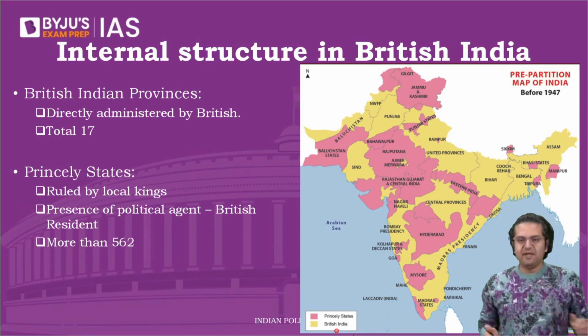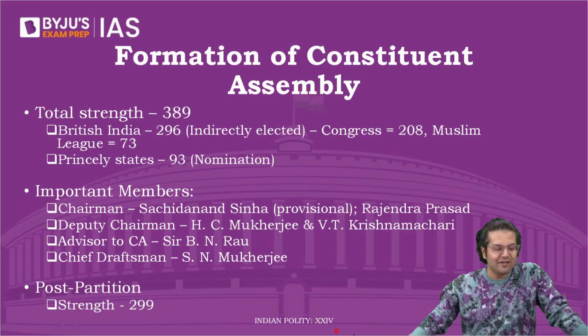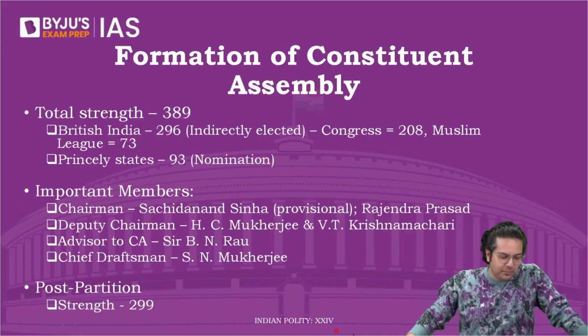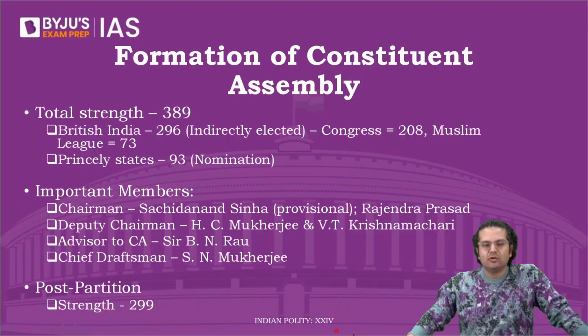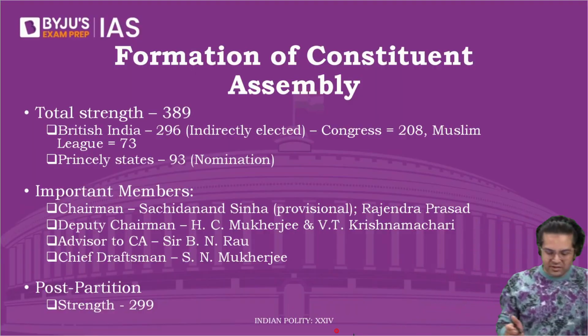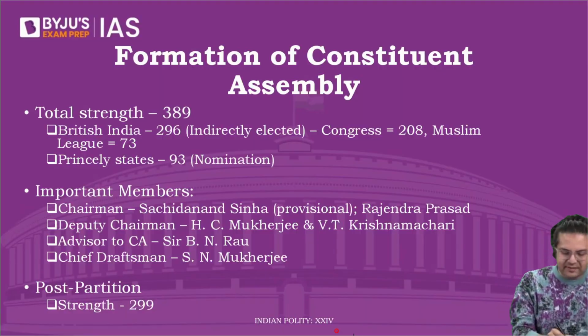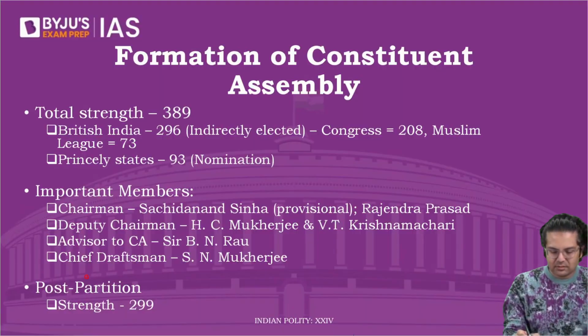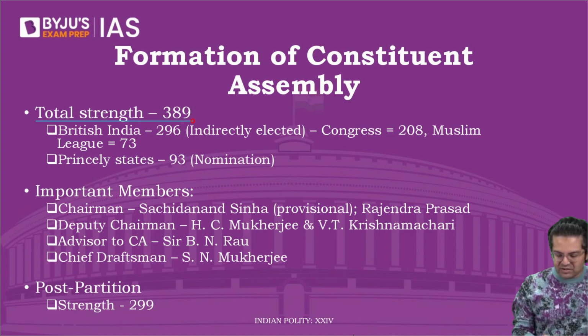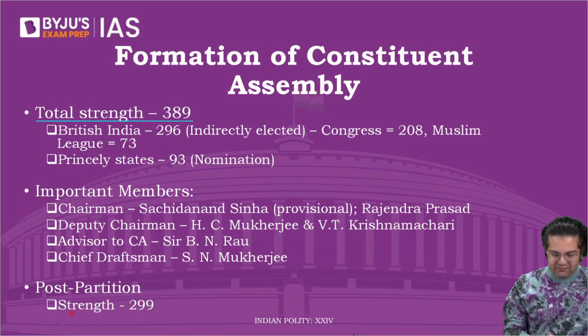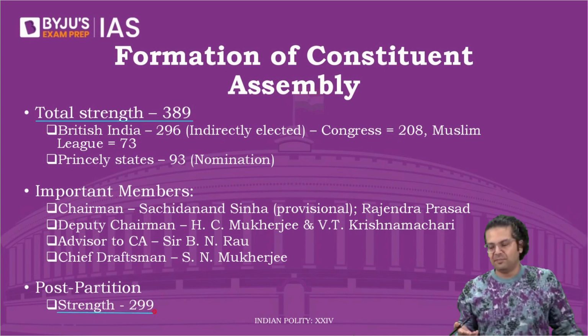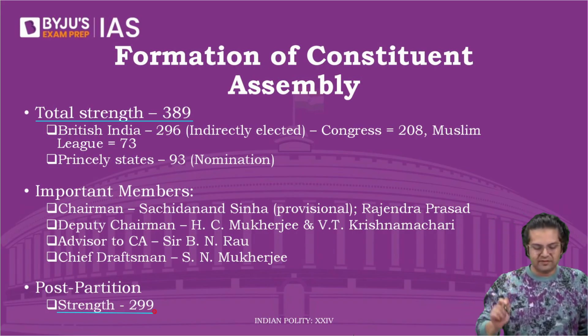Now, we firstly formed a constituent assembly. This body was formed to create a constitution. Originally the strength of this entire assembly was 389. Later on, after partition, it became 299. Anyway, the Muslim League had boycotted participation in the assembly. That is for your history classes.